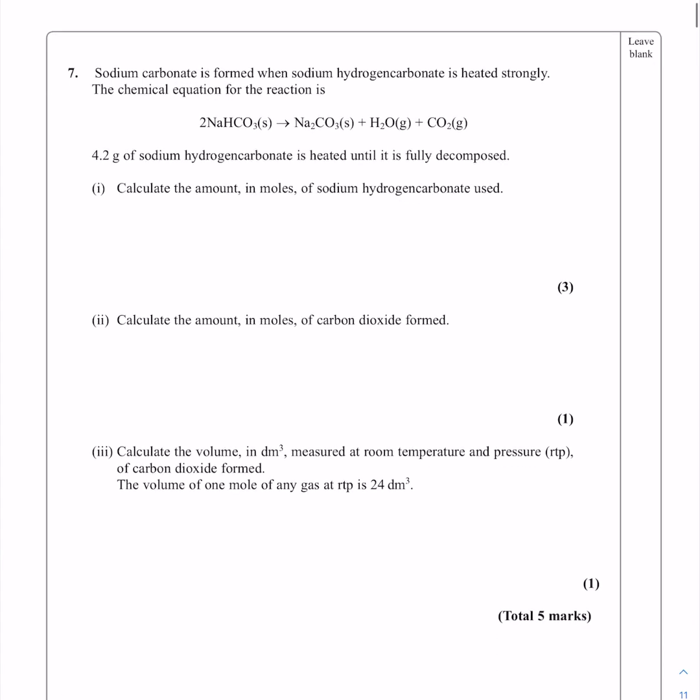Question 7. Sodium carbonate is formed when sodium hydrogen carbonate is heated strongly. The chemical equation for the reaction is 2 moles of sodium hydrogen carbonate decompose into sodium carbonate, water and carbon dioxide. Given that 4.2 gram of sodium hydrogen carbonate is heated until it's fully decomposed, calculate the amount in moles of sodium hydrogen carbonate used.